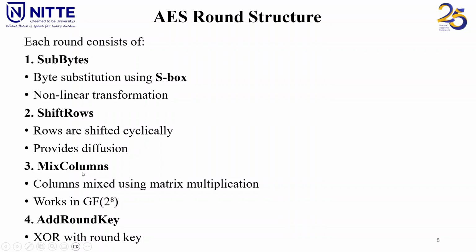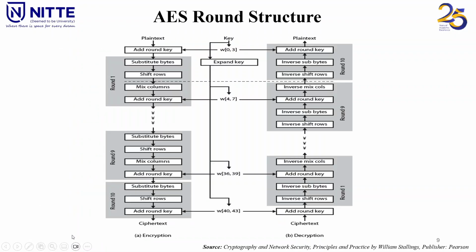After that, we perform the mix column. Columns are mixed with matrix multiplication, and it works in GF of 2 to the power of 8. The last transformation of the round is add round key. The key which we have generated for every round is used to perform the XOR operation with the output of the mix column. So these are the 4 transformations involved in every round of the AES algorithm except the last round.